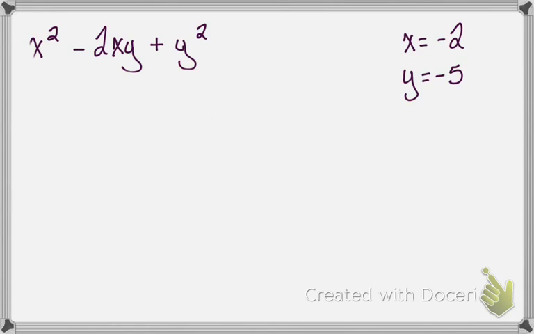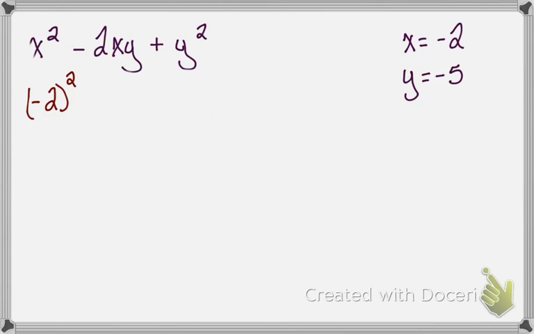Now, this one is more complex because we have squares in it. Okay? Now, I'm still going to plug a negative 2 in for x and a negative 5 wherever there's a y. So I'm going to do that first. Now, I want you to look at how I'm writing it. I'm going to do negative 2 squared.